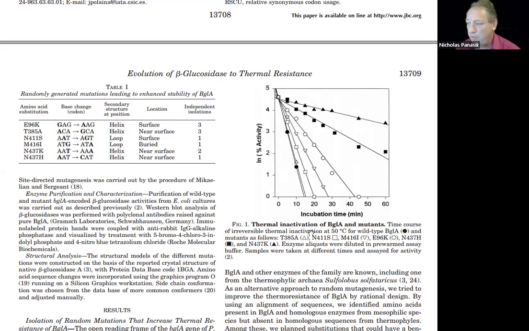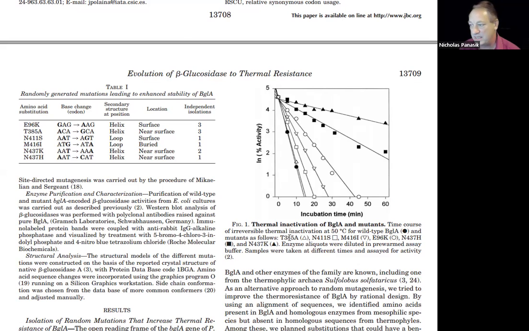So irreversible thermal inactivation, that's just kind of a fancy way. Irreversible means there's no going back. Thermal inactivation just means you heated it up until it fell apart. And since it's a protein, this is the process of denaturation. And so they're looking at 50 degrees, and they say for wild type BGLA, that's obviously one of the enzymes they're working with, and then these different mutants.